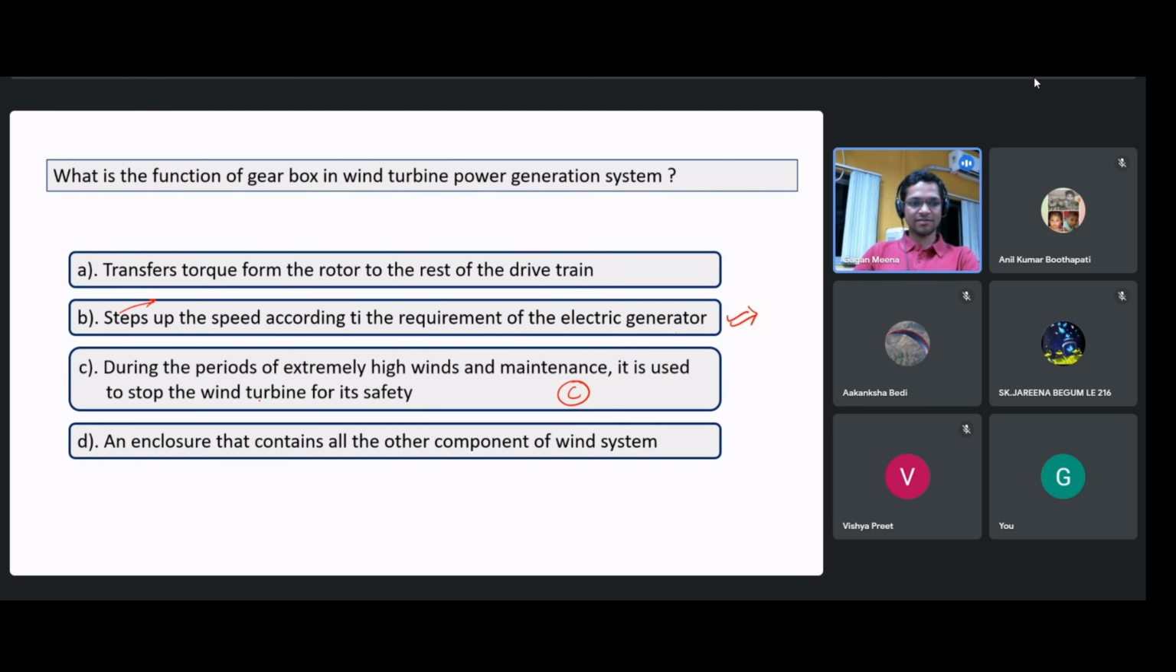And what do we call this one, an enclosure that contains all other components of the wind system? This is the nacelle, right? And this part is for transfer of torque from the rotor to the rest of the drivetrain. This is done by the shaft. So the low speed shaft is between the rotor hub and the gearbox. Then after the gearbox we have this high speed shaft which goes to the generator.